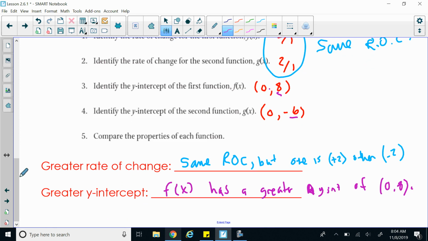And that's what we're doing today. We're going to compare these 2. So in order to compare, you first have to be able to find them. And then once you find them, now you have to determine which one is greater.